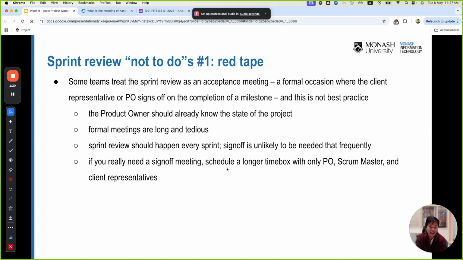Okay, what are the things that you should not do during the sprint review? First, some teams treat the sprint review as an acceptance meeting, which is like a formal occasion where the client representative or the PO signs off on the completion of the milestone. And this is actually not the best practice.